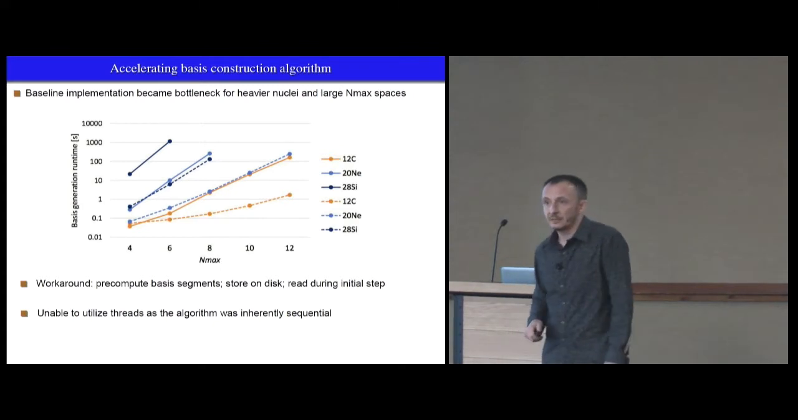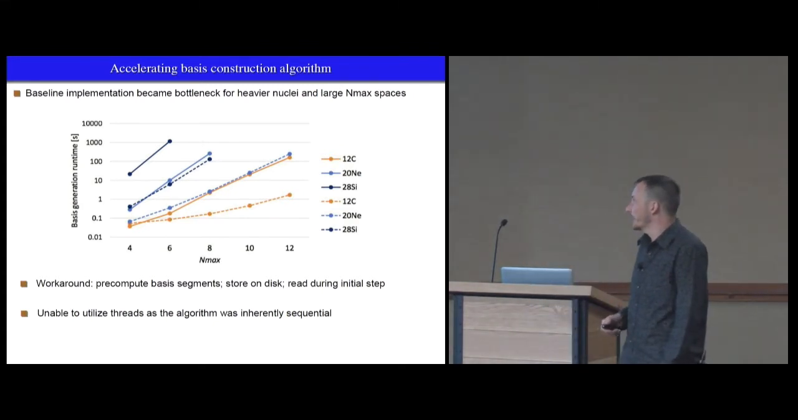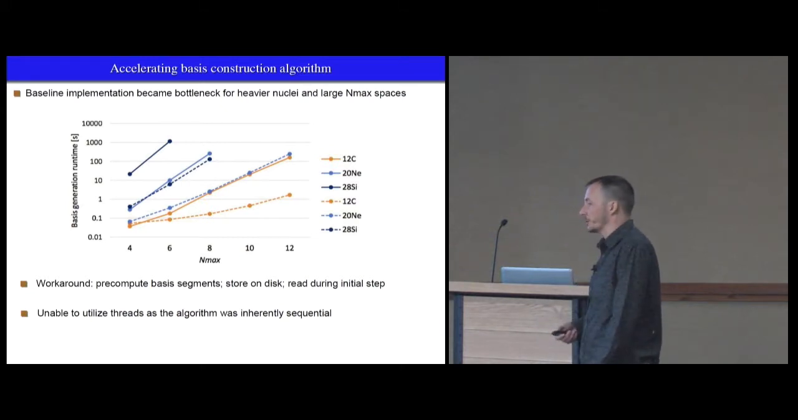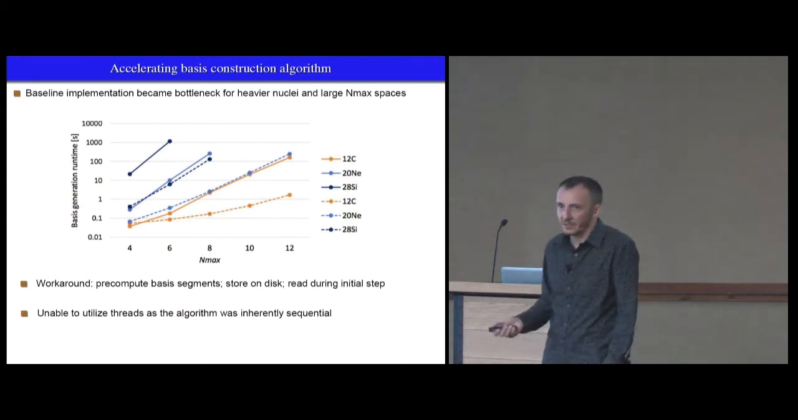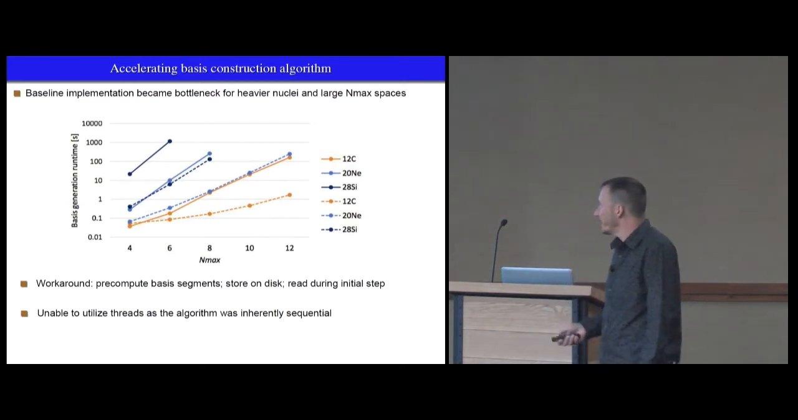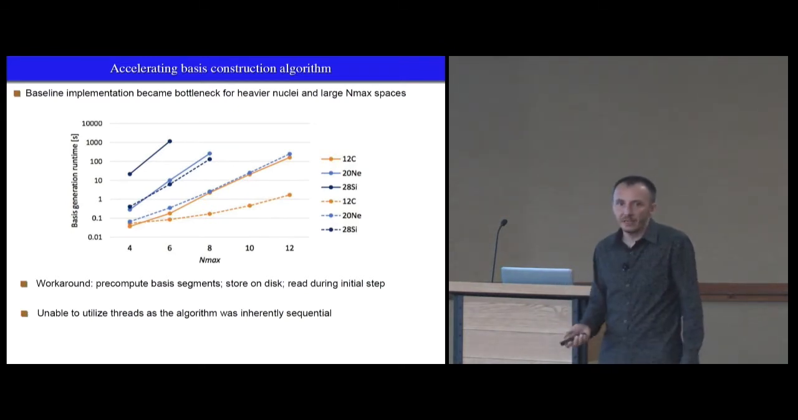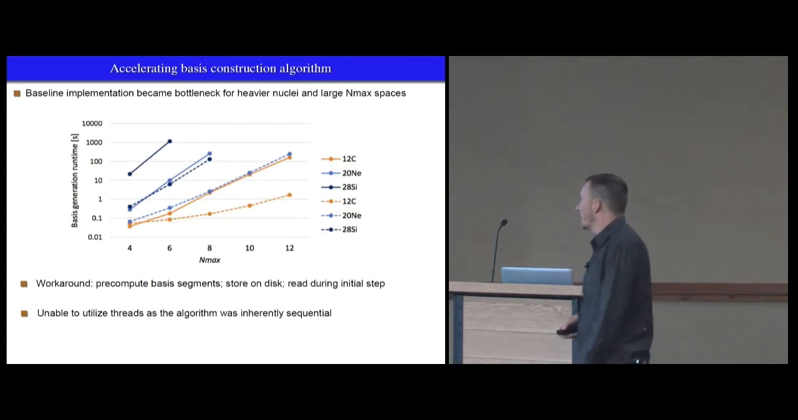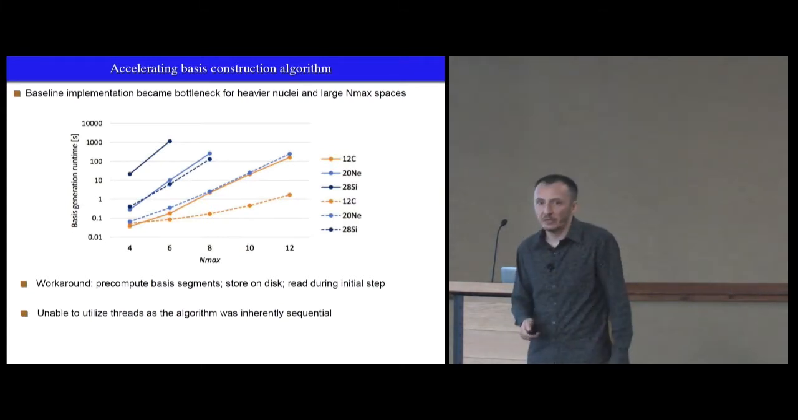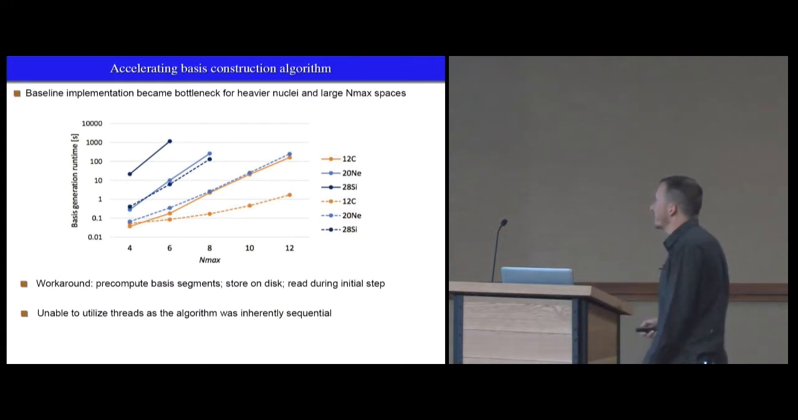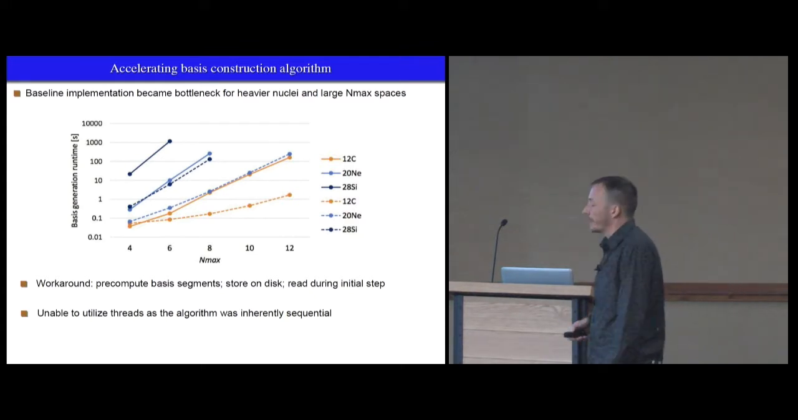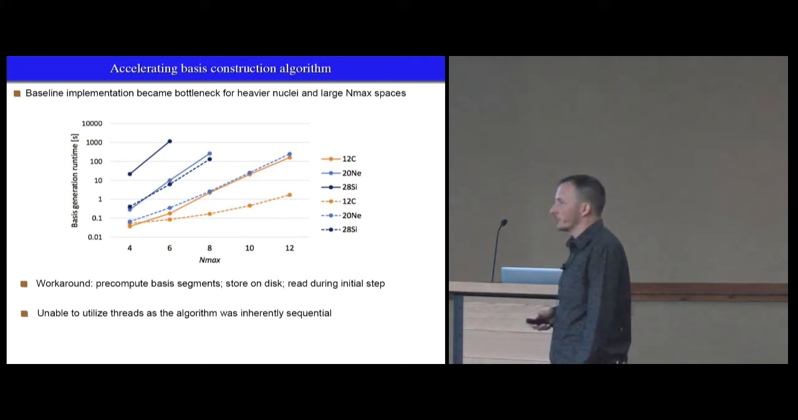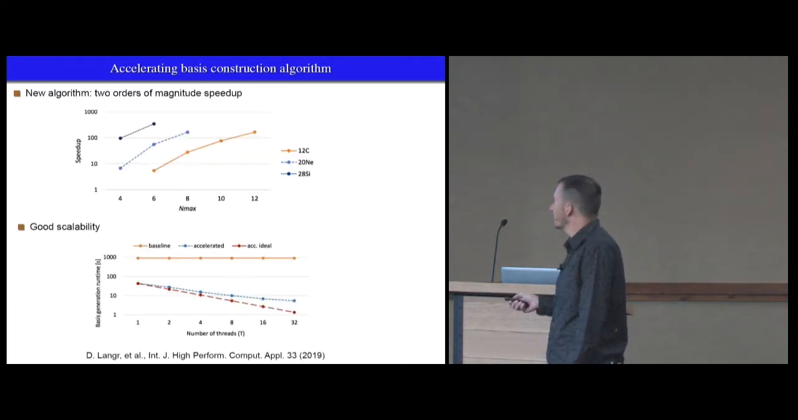So there was a fairly simple and dirty workaround, which is let's pre-compute the basis before you do your calculations. You have to pre-compute your basis, even though it's going to take hours. Store the basis on the disk, and then read it during initial setup, distribute it among collaborating processes, and so on. However, this is quite cumbersome. And another problem with this algorithm was that it was inherently sequential, due to the fact that we used the selection rules for our partial symmetries.